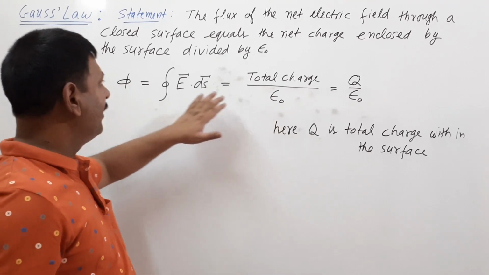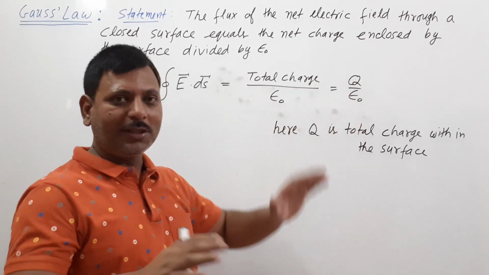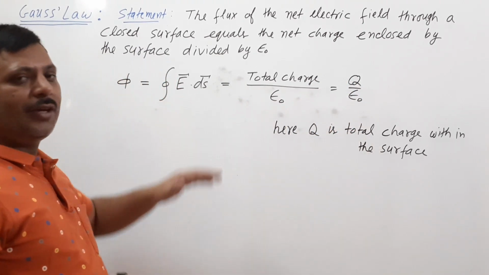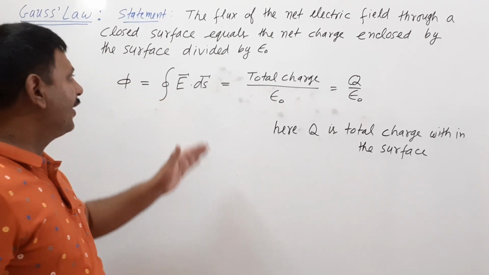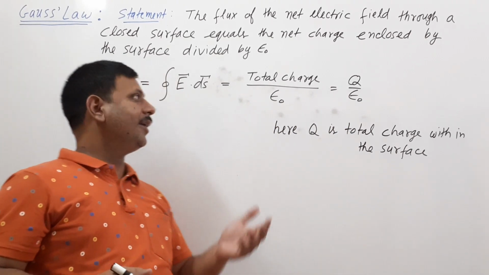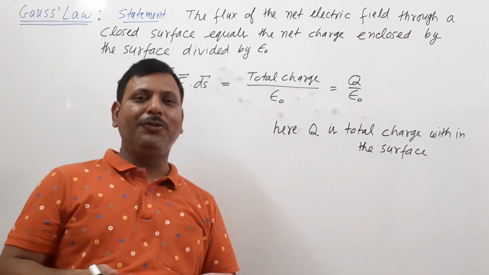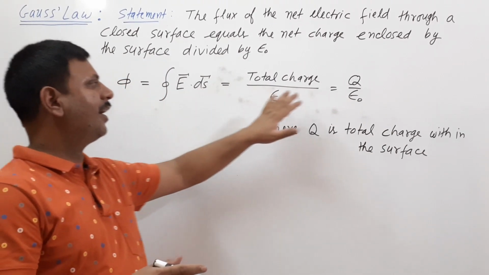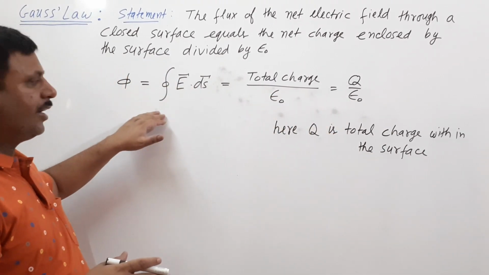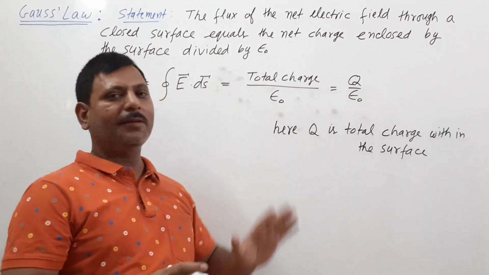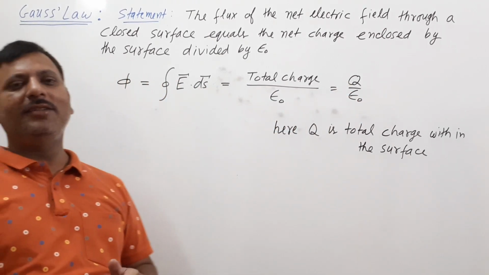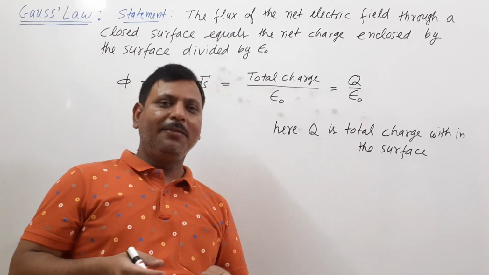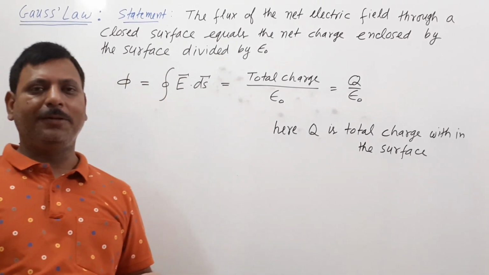How can we find it? Firstly, calculate the total charge inside the surface from the distribution, and second, find the flux E dot ds with the help of geometry and the distribution, and we also use symmetry. Then equate the left hand side, integration of E dot ds, with the total charge upon epsilon, and we can find the electric field intensity. So I will find the electric field intensity firstly for a charge distribution.